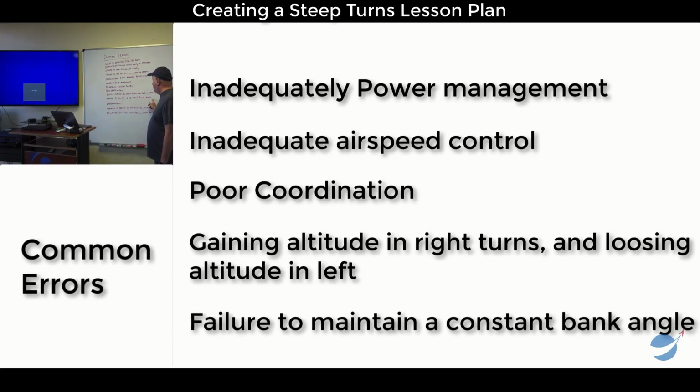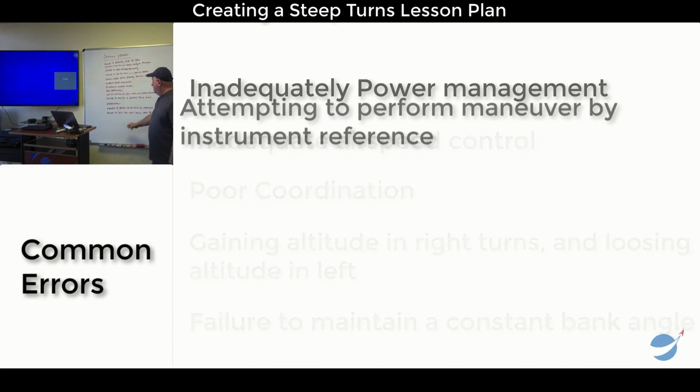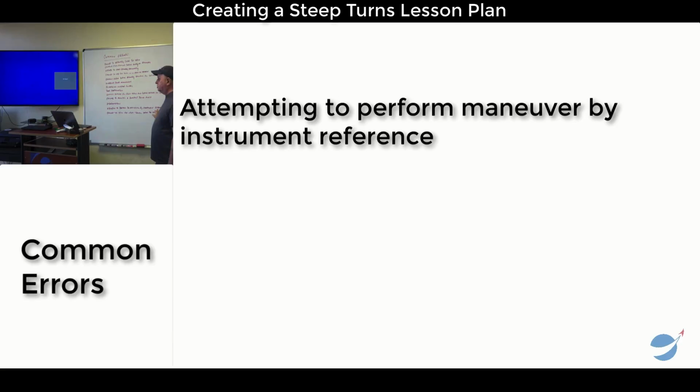Failure to maintain a constant bank angle, not looking outside typically, you should be able to see that. Disorientation, going past the point, not recognizing how far you've turned. That's just practice, meaning that you've got too many tasks going on, can't keep track of what's going on outside. Attempting to perform a maneuver by instrument reference. People love staring at the attitude indicator. Don't ask me why. When the world's biggest attitude indicator is right outside, right?